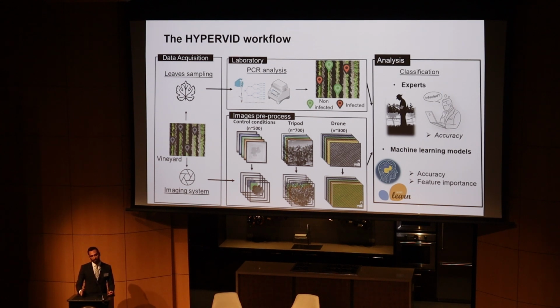The datasets are these. We have roughly 500 images for the control condition, 700 for the ground-based on the tripod, and roughly 300 for the drone. And then we compared the assessment in an autonomous mode through hyperspectral sensing and AI with the expert assessment through visual estimation in the field.